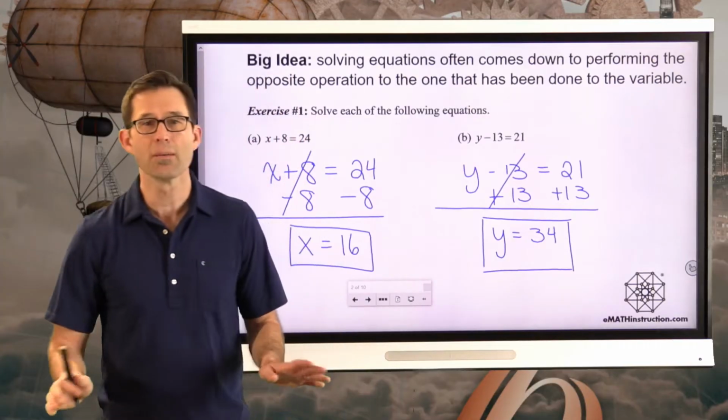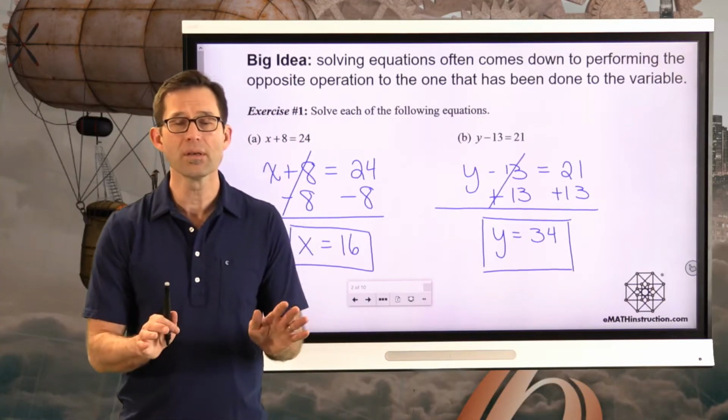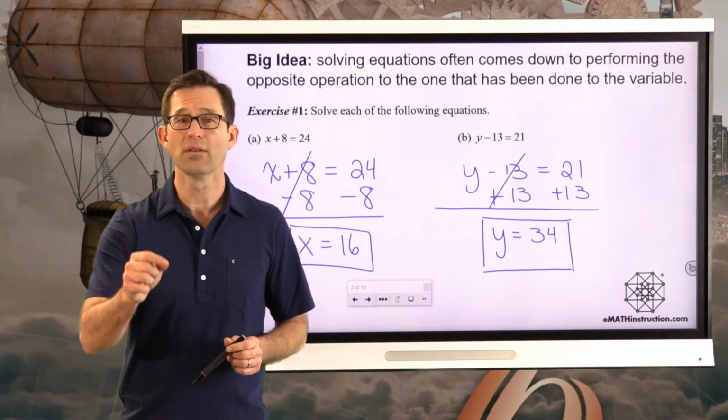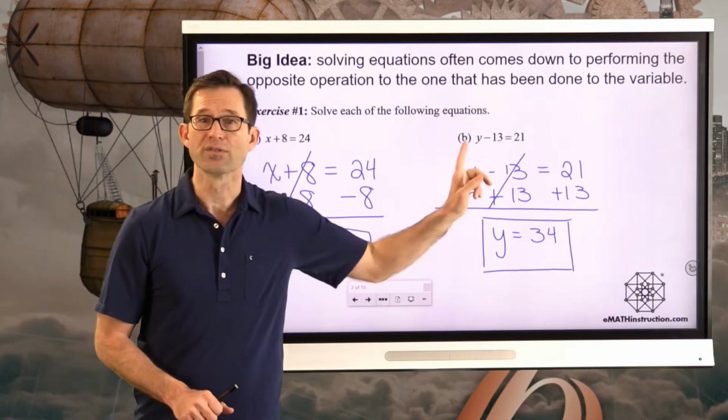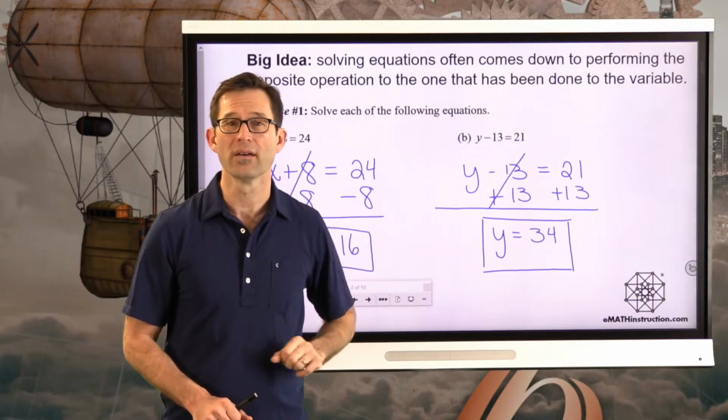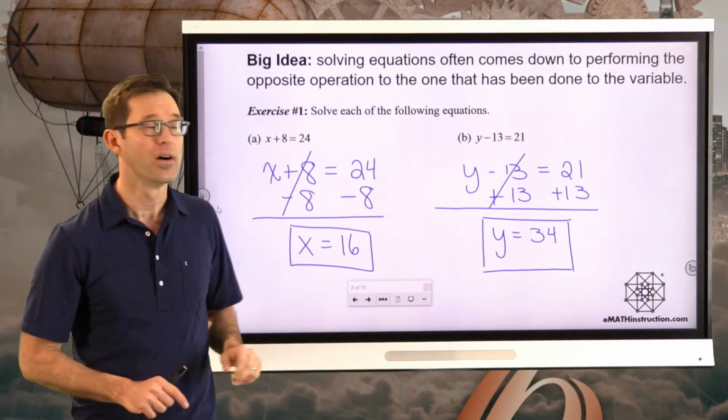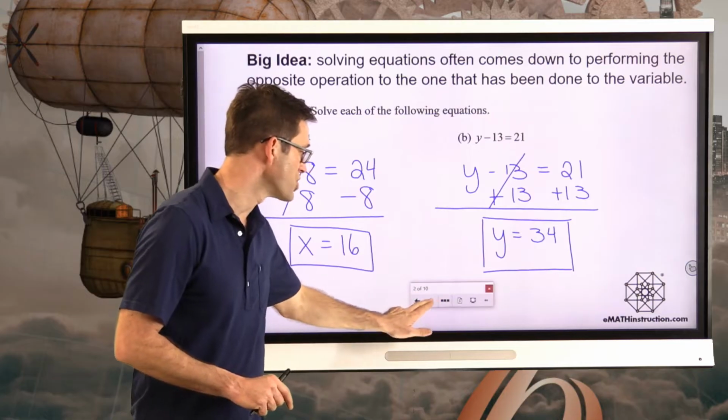All right, so simple enough. We do the opposite operation to what has been done to the variable. If we've added to the variable, we subtract. If we've subtracted from the variable, we add. Now let's take a look at a little bit of multiplication and division.